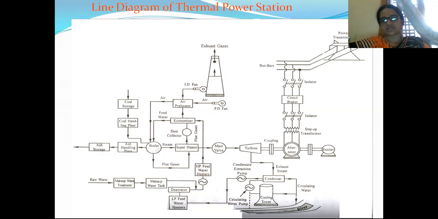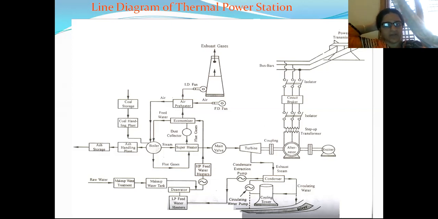This exhaust gas comes from the boiler, where combustion takes place. Combustion means heating of coal will be done, and heating of water will be done by using coal. Combustion means burning anything in the presence of oxygen. This burning is done with the help of coal.